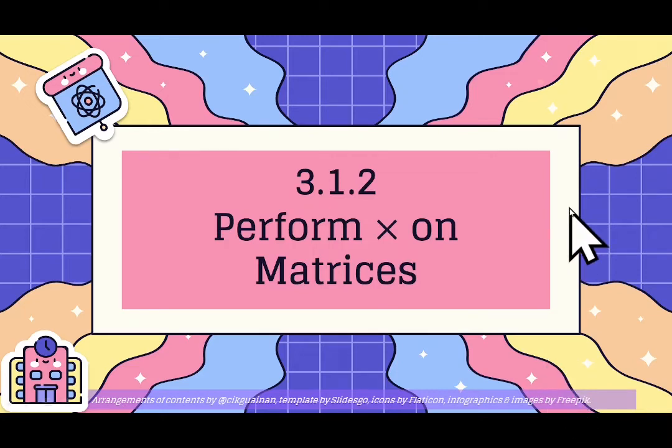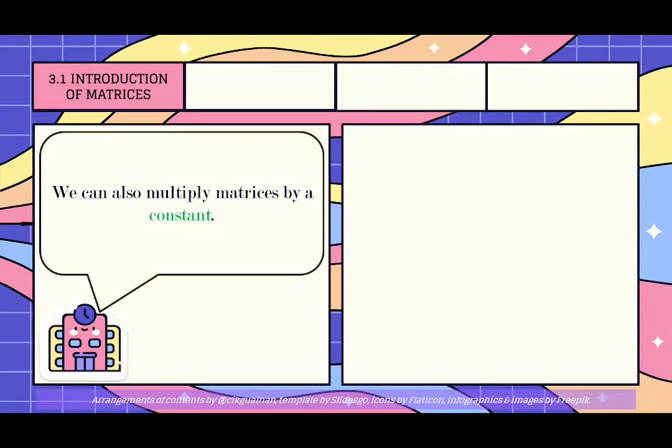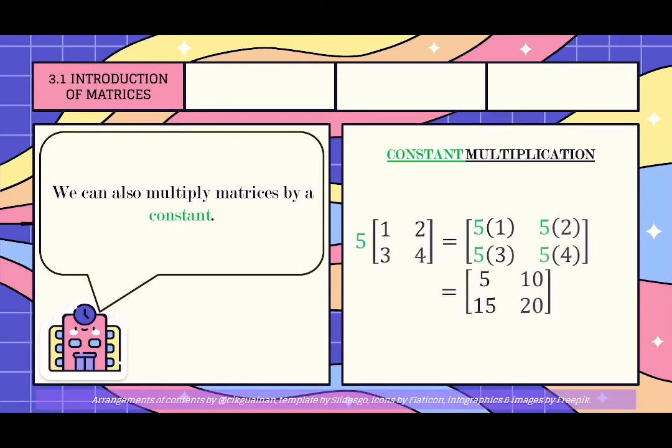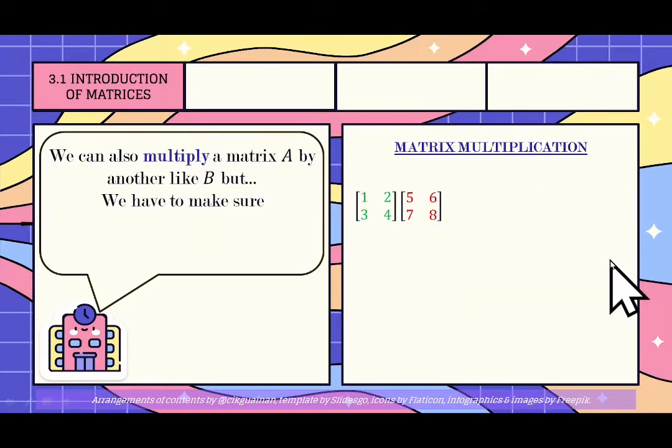In this video, I would like to share with you how to perform multiplication on matrices. We can multiply matrices by a constant. So in this example, we are multiplying 5 by each element, entry by entry.